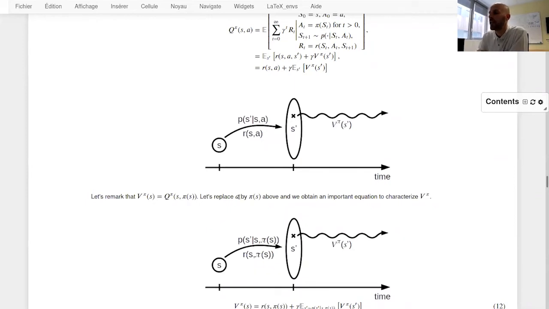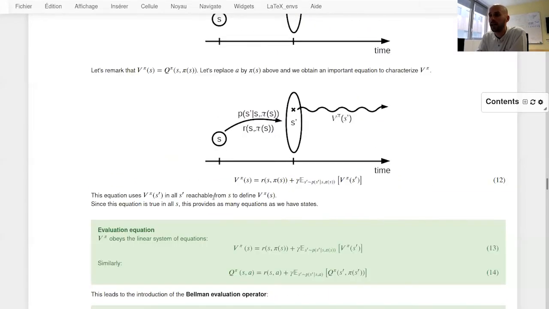So let's replace A by pi of S in the definition above, and we obtain the important equation to characterize V pi. This equation says that V pi of S is equal to the immediate reward we get plus what we can expect to get from the next state we will reach. This equation uses V pi of S prime in all S primes that are reachable from S in order to define V pi of S. Since this equation is true in all S, this provides as many equations as we have states.